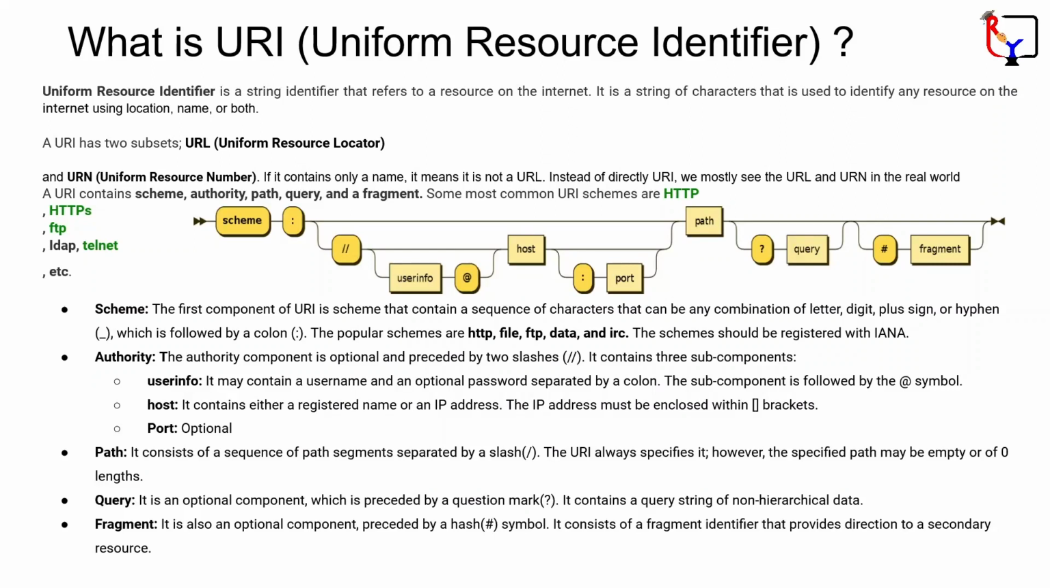The popular schemes are HTTP, file, FTP, data and IRC. The scheme should be registered with IANA. Now, authority. The authority component is optional and preceded by double slash. It contains three subset components: user info, host and port. It may contain a username and an optional password separated by a colon. The user info subset is followed by the @ symbol. Host contains either a registered name or an IP address.